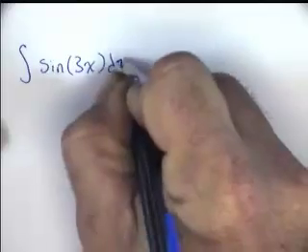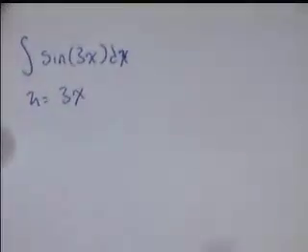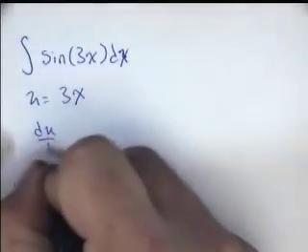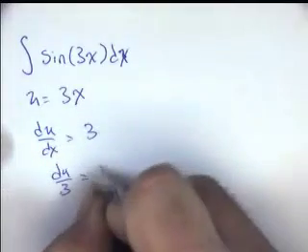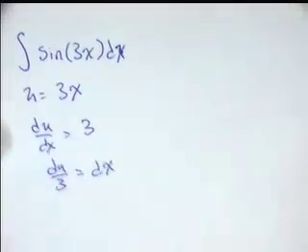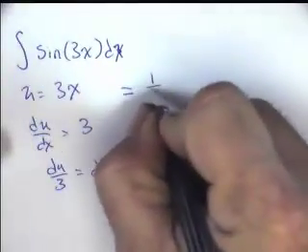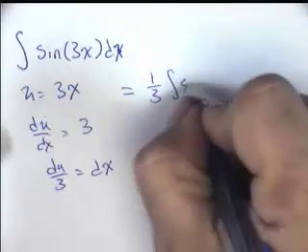One of the most common uses for u-substitution is just to keep track of what happens to a constant inside a function. So for example, if we have the antiderivative of the sine of 3x dx, if we let u be 3x, that's our inside function, then du/dx is plain old 3, or du over 3 is dx. This is a way of seeing that in fact what we have for the integral of sine of 3x is 1/3 of the integral of the sine function.